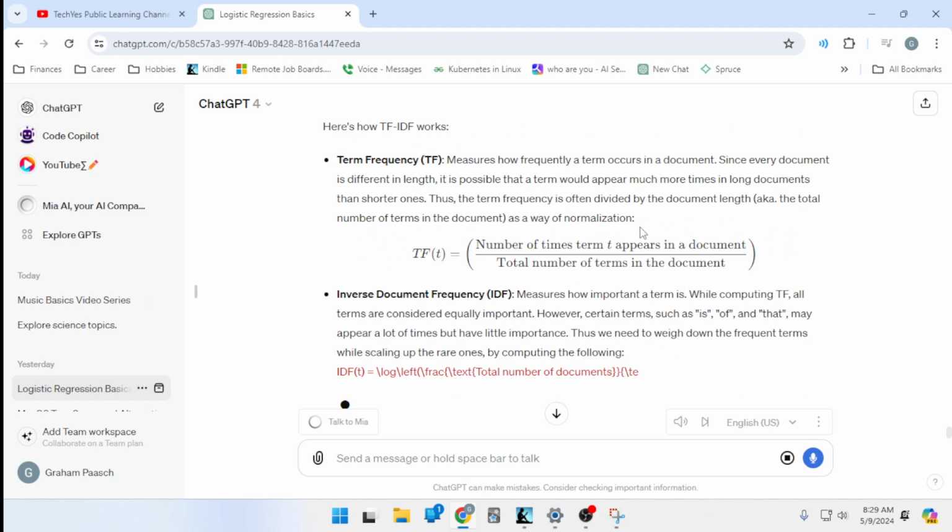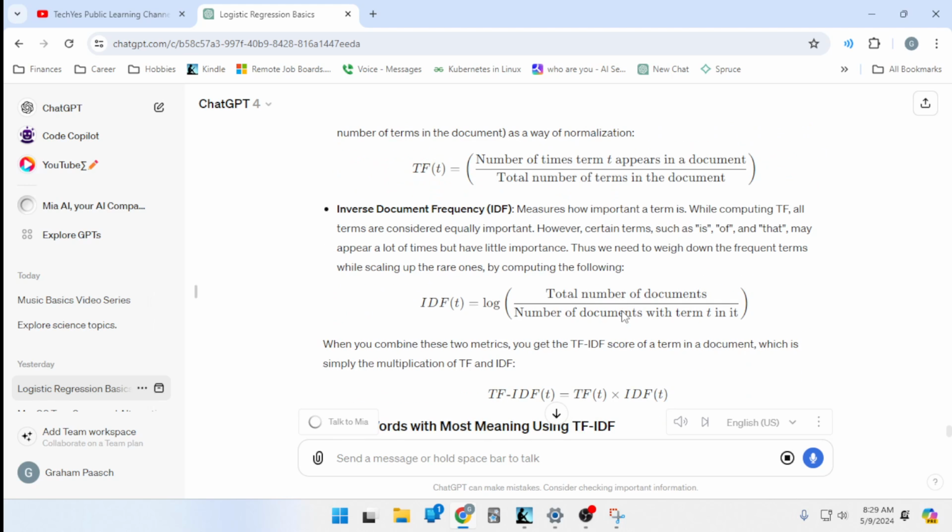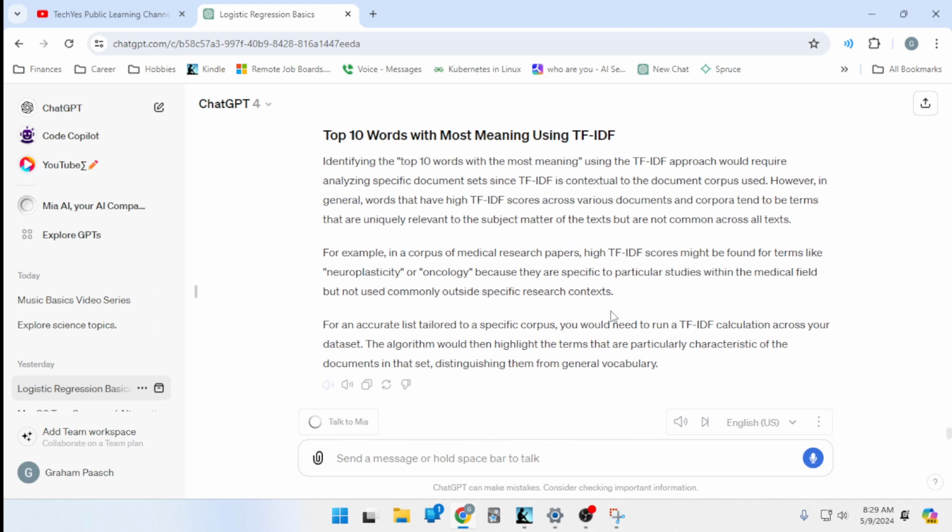Here's how TF-IDF works. Term frequency, TF, measures how frequently a term occurs in a document. Since every document is different in length, it is possible that a term would appear many more times in long documents than shorter ones. Thus, the term frequency is often divided by the document length, aka the total number of terms in the document, as a way of normalization. TF(t) equals the number of times term t appears in the document divided by the total number of terms in the document.